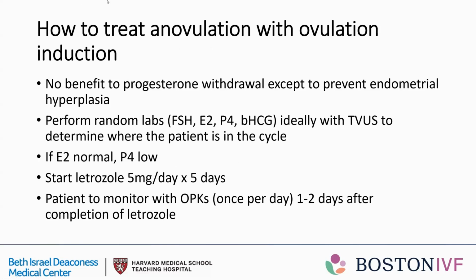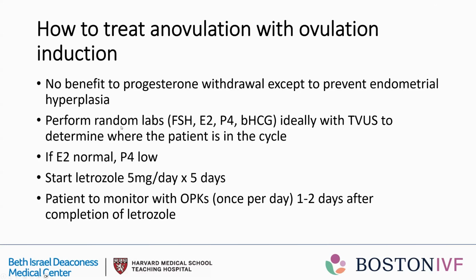So now you've identified your agent, you've identified your patient, and you want to treat them. A lot of these patients don't have normal periods or don't have periods at all. In terms of using progesterone withdrawal, there really isn't any benefit in doing that, except if you're trying to prevent endometrial hyperplasia, or let's say the lining of their uterus is incredibly thick and you just want to have them bleed. That's fine to use the progesterone, but for any other indication, not really necessary.